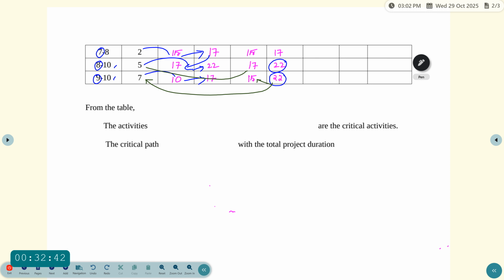And then next is 7 to 8. So check the next activity which is 8. So 8 ending value 17. So we have to write 17. So next value 17 minus 2 which is equal to 15.